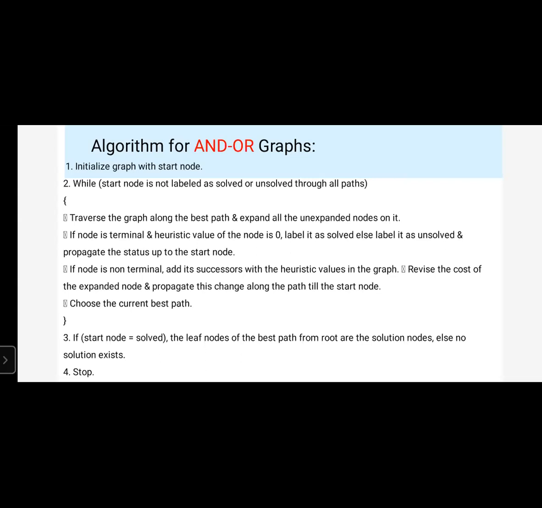Now revise the cost of the expanded node and propagate the change along the path to the start node. Now choose the current best path. Next, if the start node is solved, the leaf nodes of the best path from the root are the solution nodes, else no solution exists. Now I need to check whether the start node is solved or not. If the start node is solved, then the leaf nodes of the best path from the root are the solution nodes. Otherwise, a solution doesn't exist. Now stop the algorithm.